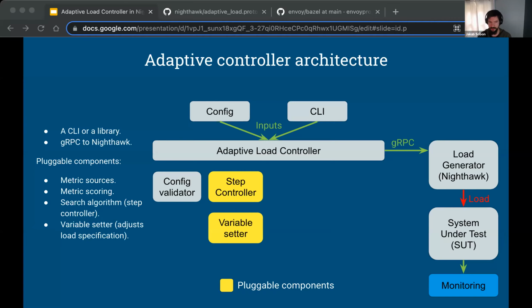The step controller is the main component of the adaptive load controller, and it is essentially the search algorithm. So this is what decides what the next iteration or the next step will look like based on data that it receives. When it decides what the next iteration will look like, it uses a variable setter to affect the next configuration of Nighthawk. To give an exact example, if we are doing a binary search across a range of QPS, let's say the first step is 200 QPS, we execute Nighthawk with 200 QPS, then the step controller decides that the next step should be 400. And if that's the decision, it will use the variable setter called RPS to set the corresponding value of RPS to 400. This is just an abstraction so that it's easy to add other variable setters if we want to search for other parameters than just RPS in the configuration.